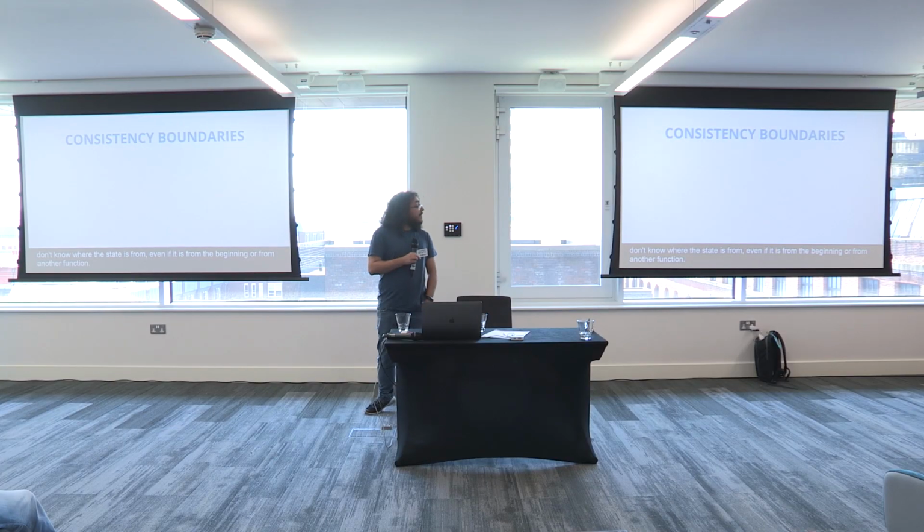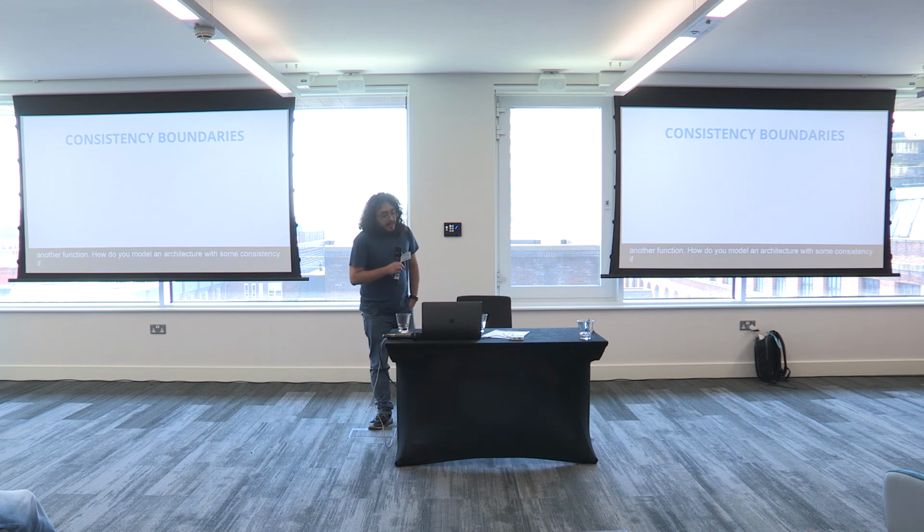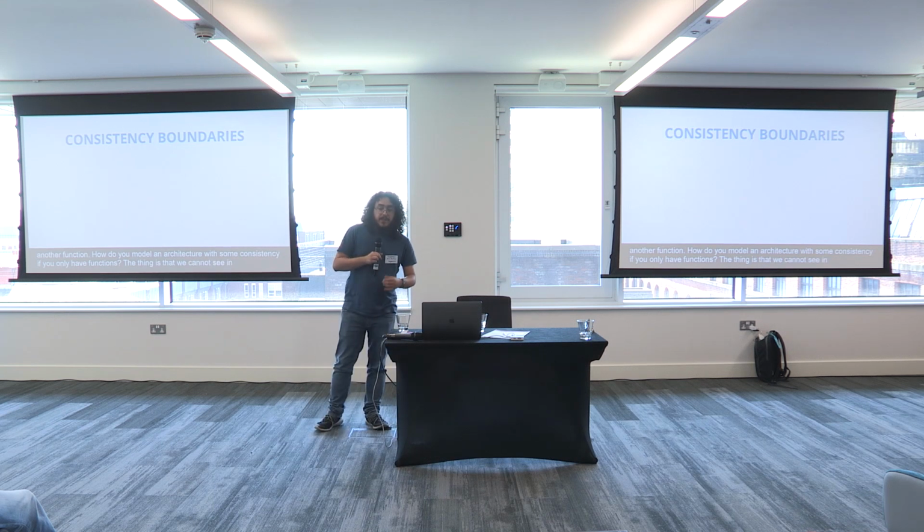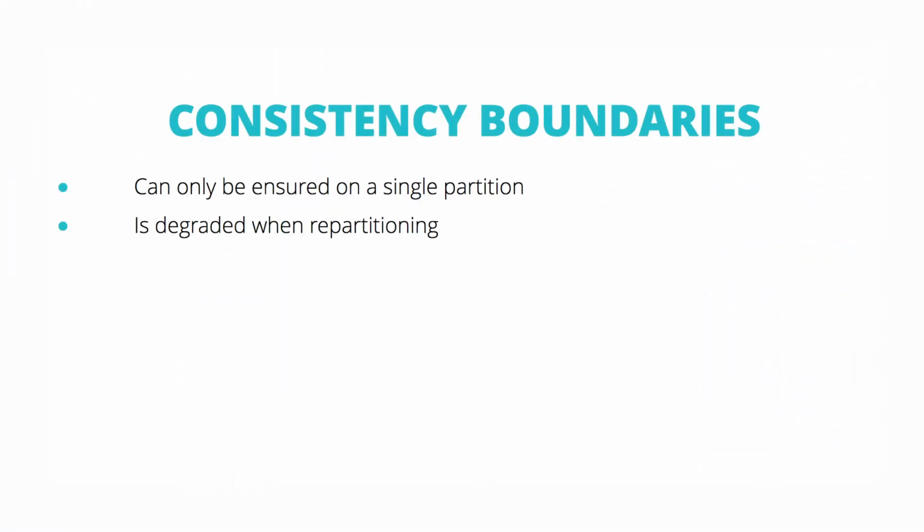How do you model an architecture that guarantees some consistency if you only have functions? The thing is that we cannot think in functions right now without thinking in Kafka, because it's our backend in our architecture. And functions are just logic. So a function is just an algorithm that gets some input from somewhere and just writes some output in a topic. So we need to rely on Kafka for that consistency.